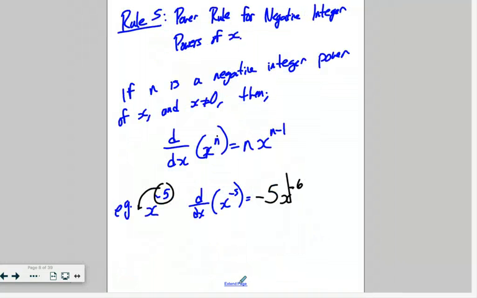Now, again, using your exponent laws, you could simplify this a little bit, and then what you would have is negative 5 over x to the power of 6, recalling the fact that when we have negative exponents, we can take the reciprocal of the base so that the exponent can be positive. So you might see functions that look like that.